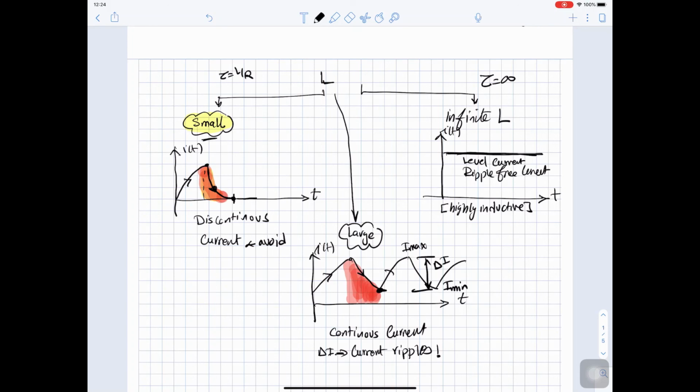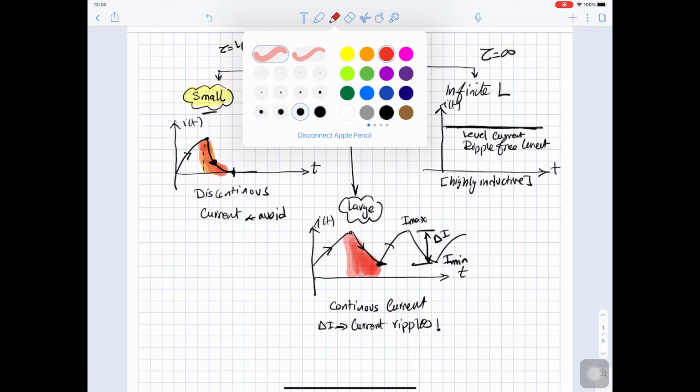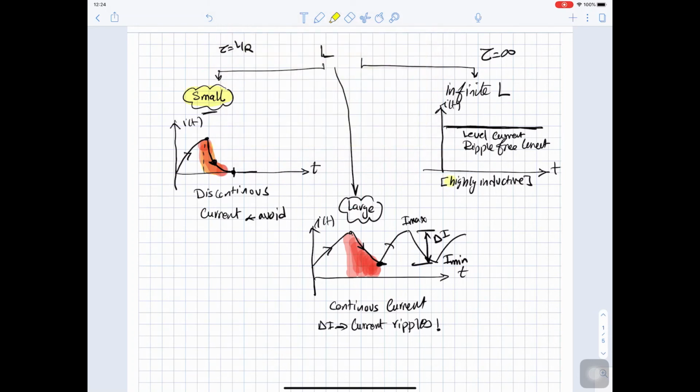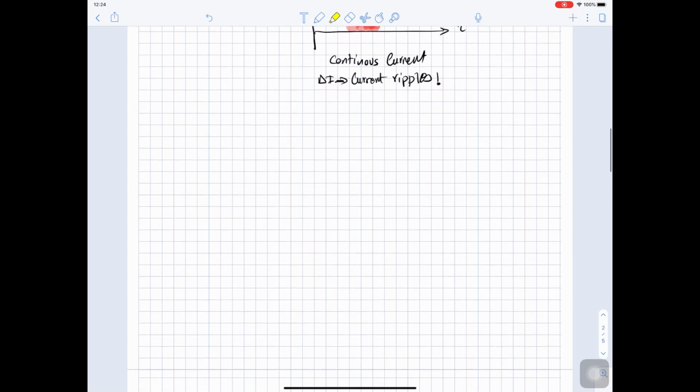So these are the cases for the inductance. If you have a small inductance, or if you have a large inductor, or if you have a level or very high inductor. We will consider our inductor in our solution here for rectifiers to be highly inductive. And I will tell you what will be the difference between having a highly inductive current or a large inductance, or a small inductance.